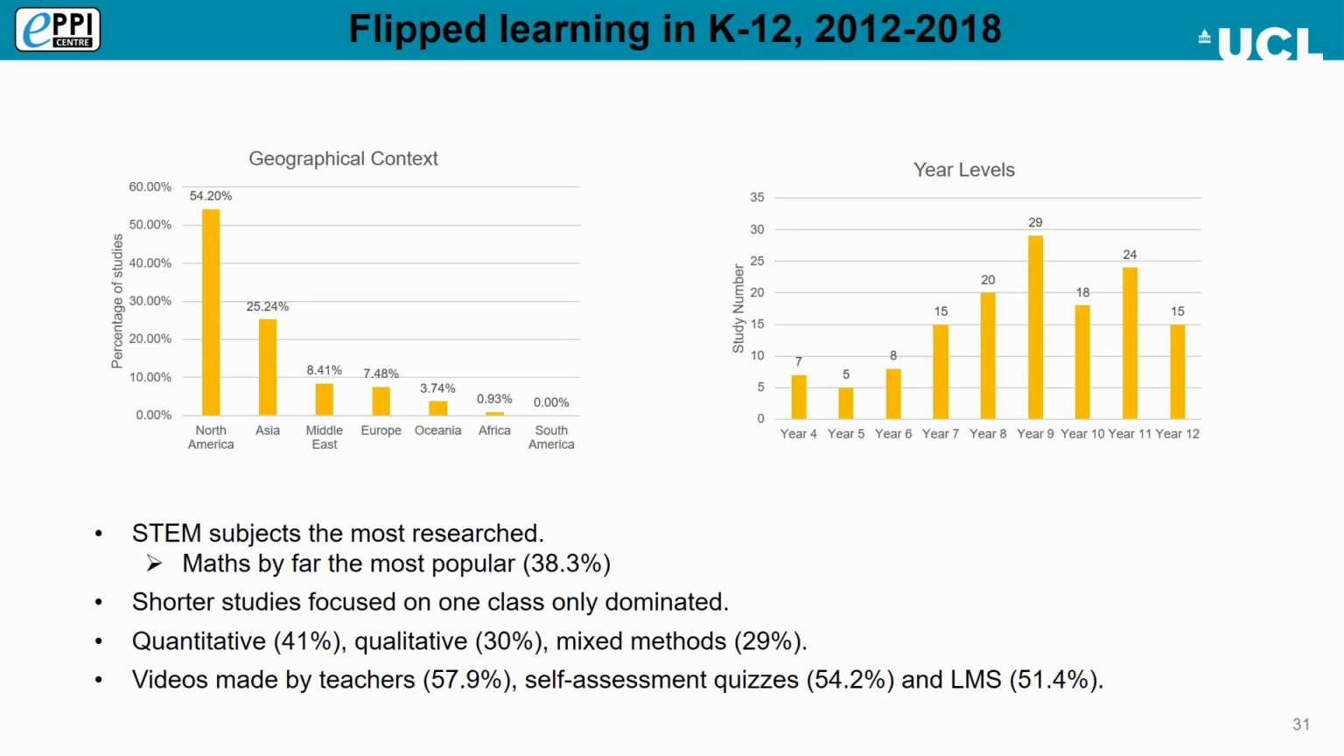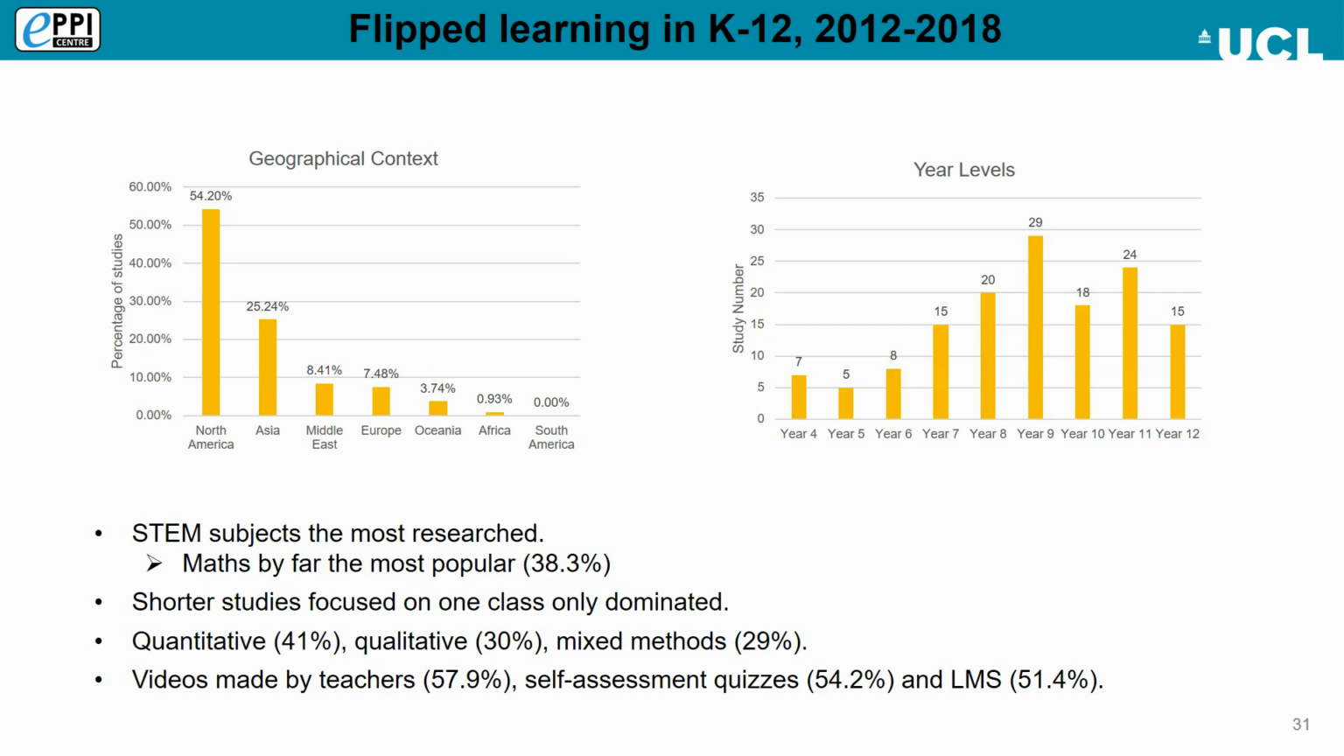But the highest year level that was the most researched was year 9, followed closely by year 11 and year 8. STEM subjects were the most researched, with maths by far the most popular, representing 38% of the studies in the corpus. Shorter studies that focused on one class only dominated, and most of the studies were quantitative in their approach, followed by qualitative and mixed methods.